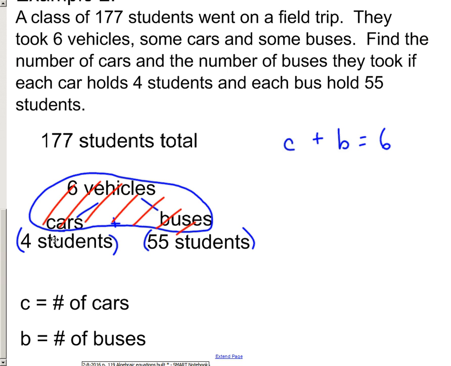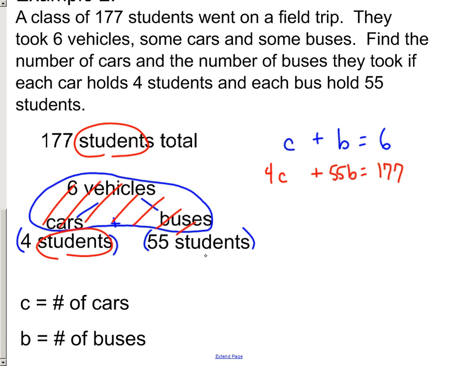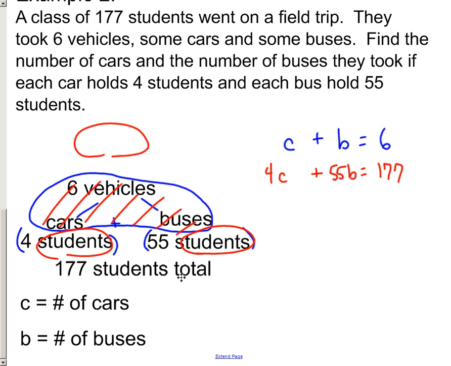So 4 students for each car. That's kind of like the legs and number of animals, 4C, plus 55B, because that's 55 students for each bus. And we don't know how many buses, we don't know how many cars, but we do know total number of students. And look at that, students, students, and students. It kind of groups itself together. It might be better to actually move the 177 down here so you can see that even better.